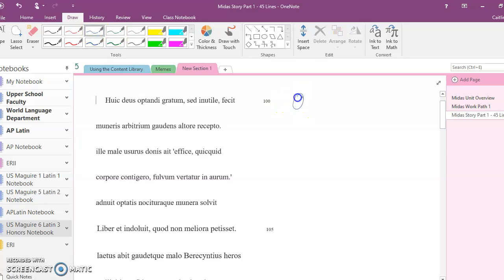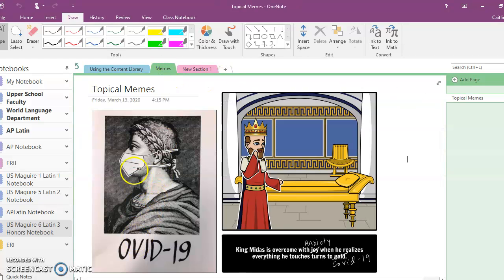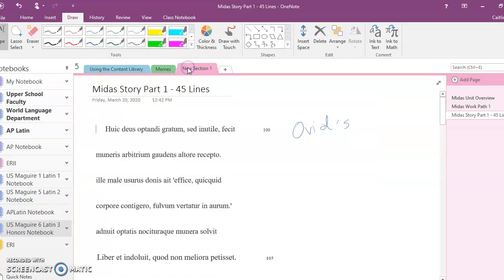Ovid's Metamorphoses. I've got actually somewhere I've got a meme. Alright, there's a picture of Ovid, and it's a little meme about Midas for you to check out.